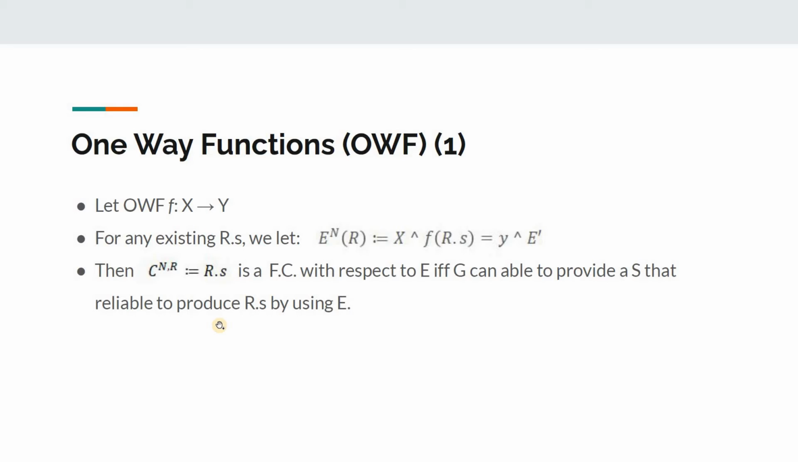Now we talk about the first system, which is the one-way function. We let a one-way function f map X to Y, and for any existing RS, we let E be an evidence that produces an element which is a pre-image of y, belonging to capital Y, by capital X. Also, we have a new evidence E' which is known by the government. Then the computational action, which is equal to RS here, is an FC with respect to E if and only if the government G is able to provide an S that is able to produce RS using E.